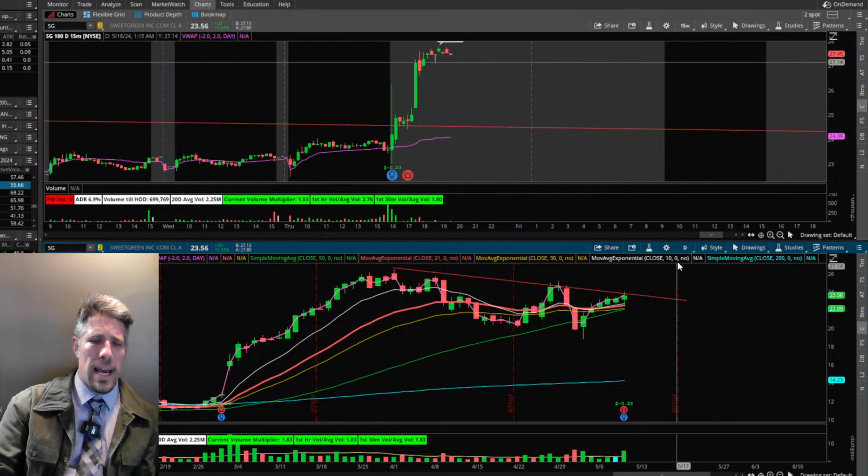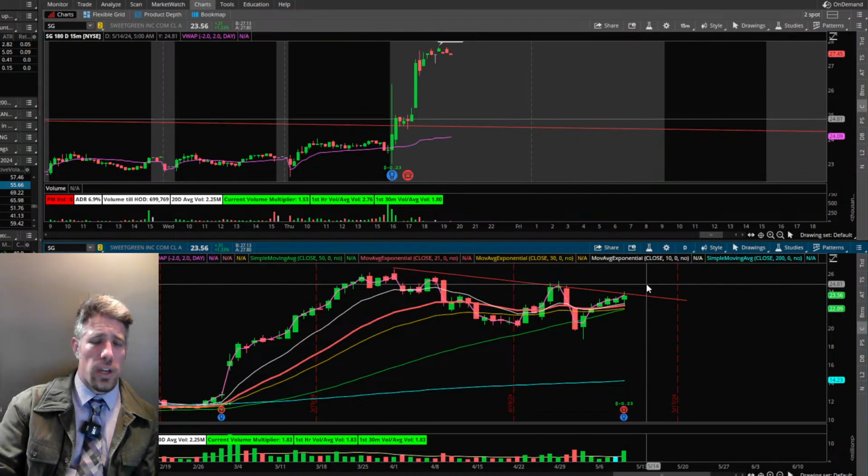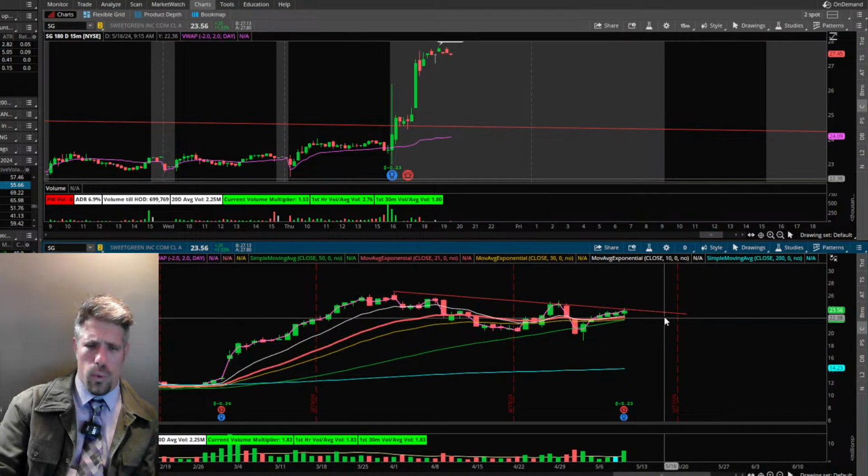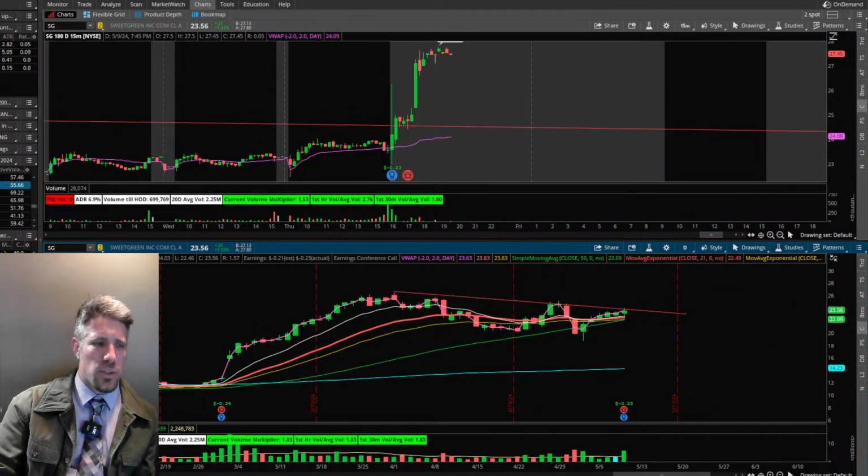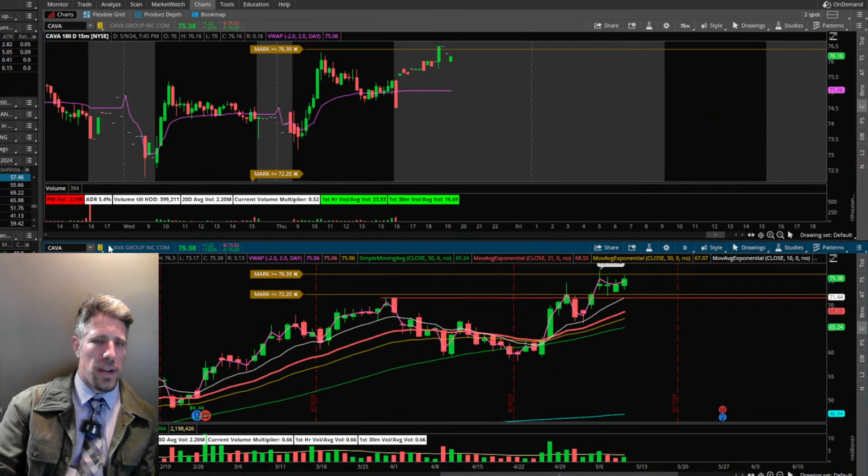But Sweetgreen has broken above this area, and it is looking very, very healthy, if you will. So I want to keep my eye on Sweetgreen tomorrow morning. Now, let's bring up Cava.